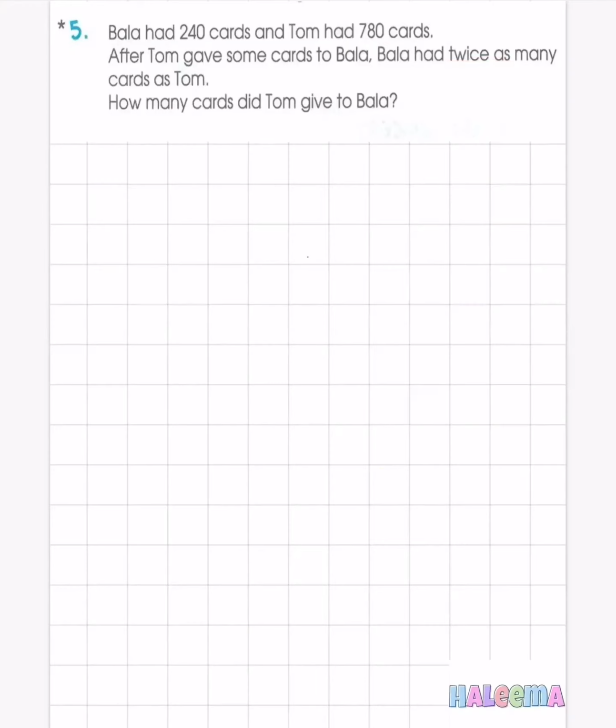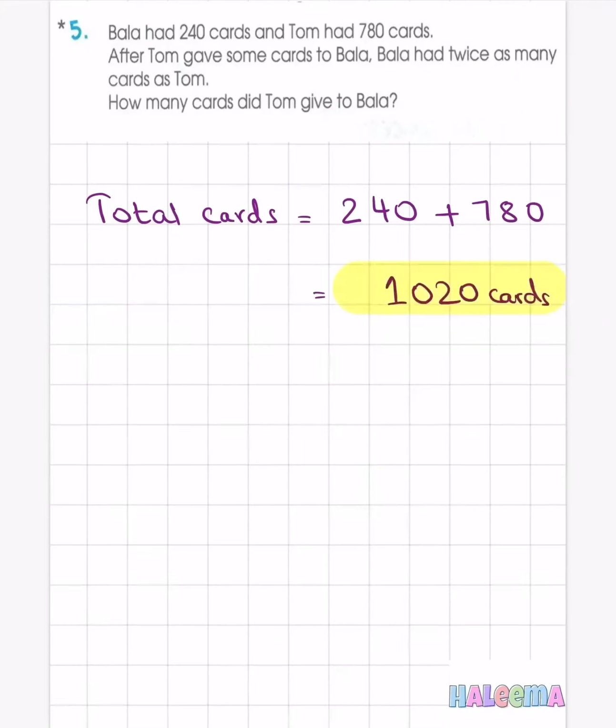We know that Bala had 240 cards and Tom had 780 cards. Let's find the total number of cards, right? So to find the total number of cards, we have to add Bala and Tom's cards. So we've got 1,020 cards altogether. Now let's read the question once again.